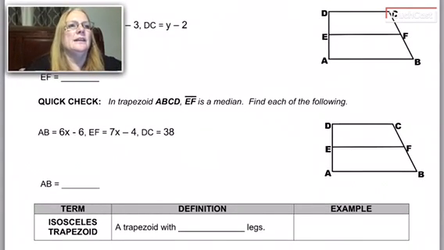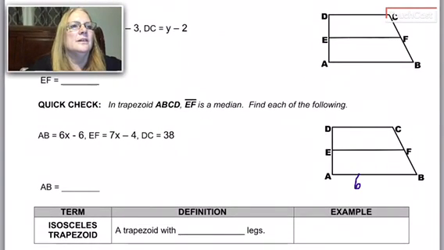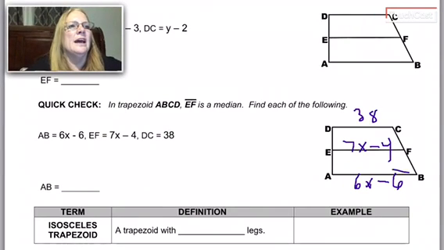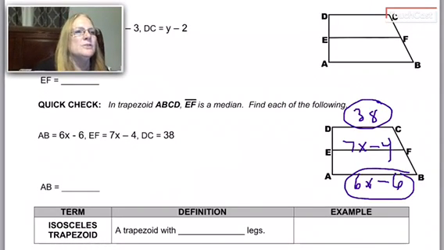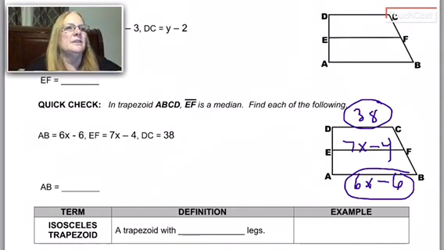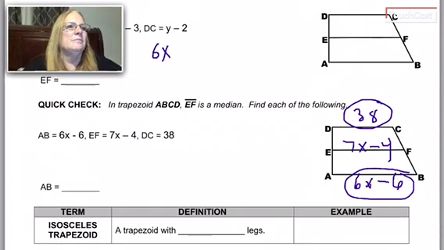I hope you did. AB is 6x minus 6. EF is 7x minus 4. And DC is 38. So we're going to add base 1 to base 2 and divide by 2 and set it equal to the median. So I get 6x, and then I'm going to add a positive 38 and a negative 6, and I'll get a positive 32.